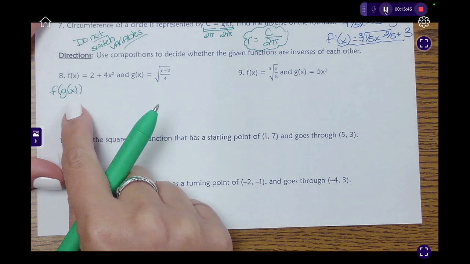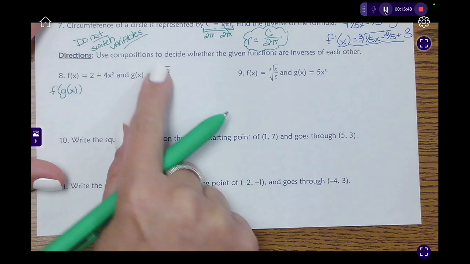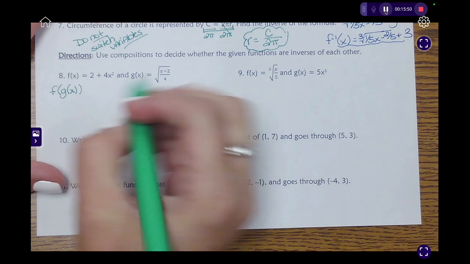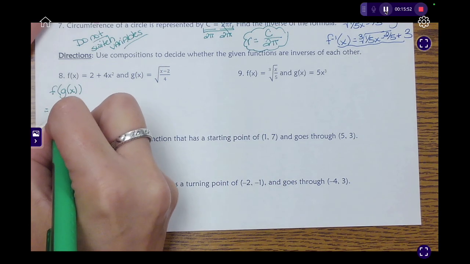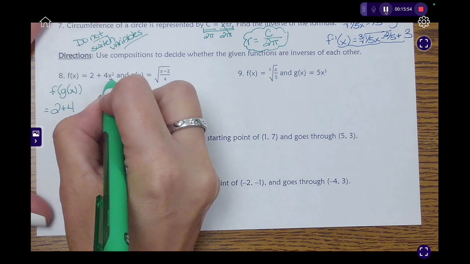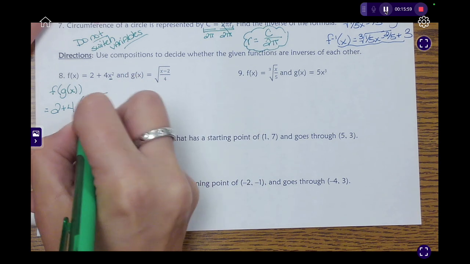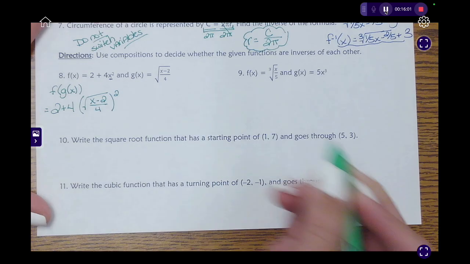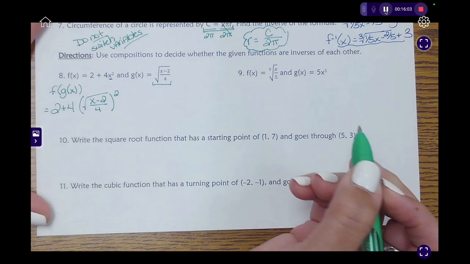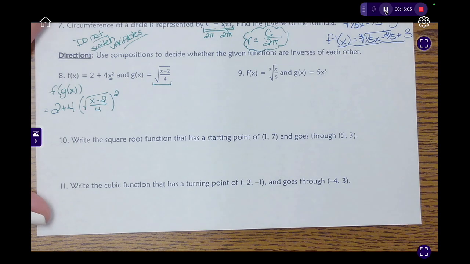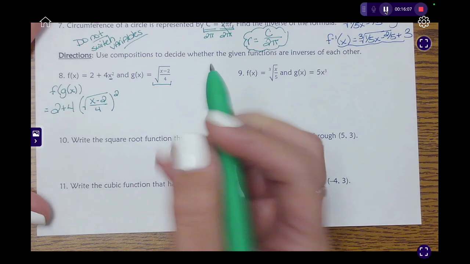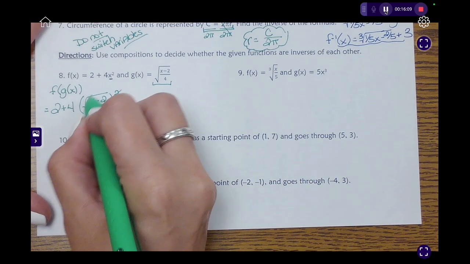Okay, so this is where I'm taking this function and I am plugging it into the other function. So I am going to have 2 plus 4, and instead of this x, I am plugging in the square root of x minus 2 over 4. So all I did was take this function and plug it in for x right there. And then this is where you're going to simplify. So this is a big concept. Remember, squared and square root cancel out.